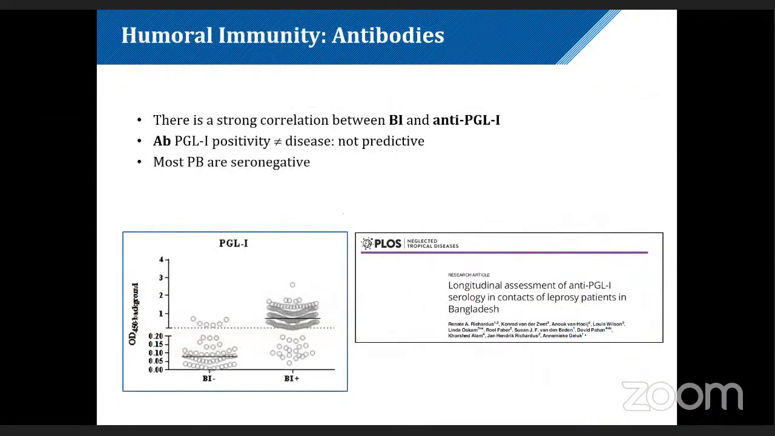So as I told you, there's a strong correlation between the bacterial load and anti-PGL1 antibodies. So if you want to identify who is infected, this is a good approach, a good test. However, antibodies against PGL1 do not indicate disease. And also the positivity of antibodies against PGL1 is not predictive for the development of leprosy. So if an individual has antibodies, it doesn't mean the person is also going to develop leprosy. Furthermore, most of the paucibacillary patients are seronegative. So if we only measure humoral immunity, we cannot identify all leprosy patients.